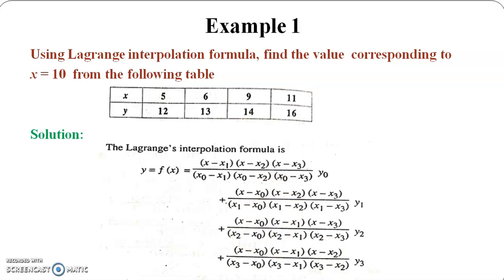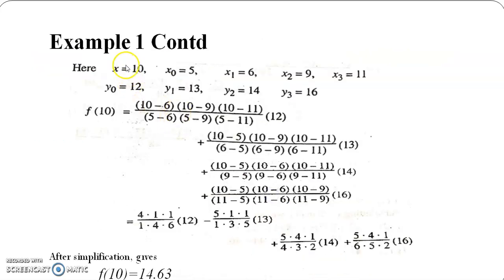Now put x equal to 10, x0 equal to 5, x1 equal to 6, x2 equal to 9, x3 equal to 11. And similarly y0 equal to 12, y1 equal to 13, y2 equal to 14, y3 equal to 16 in the above formula. Substitute like this, we get a big equation like this. Now simplify this equation, we get f of 10 equal to 14.63, right?